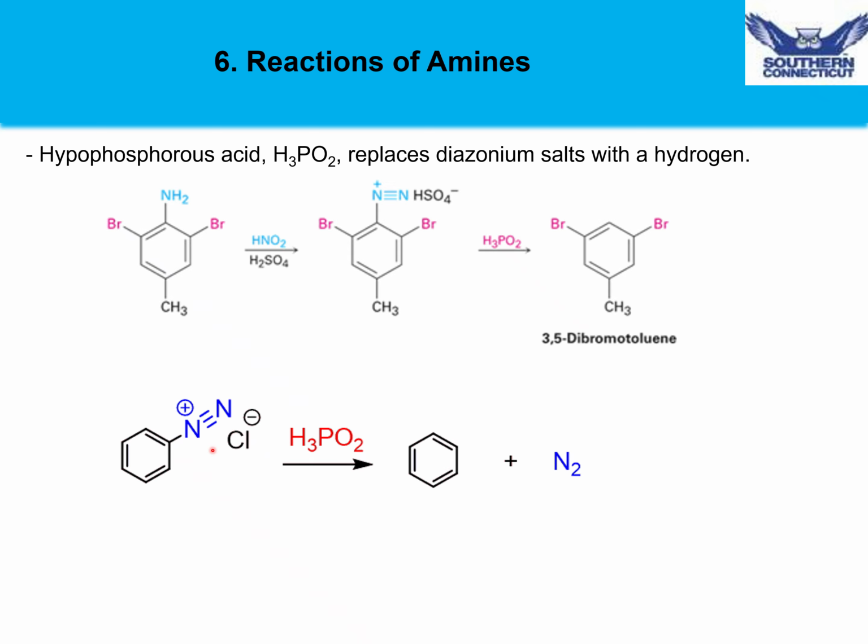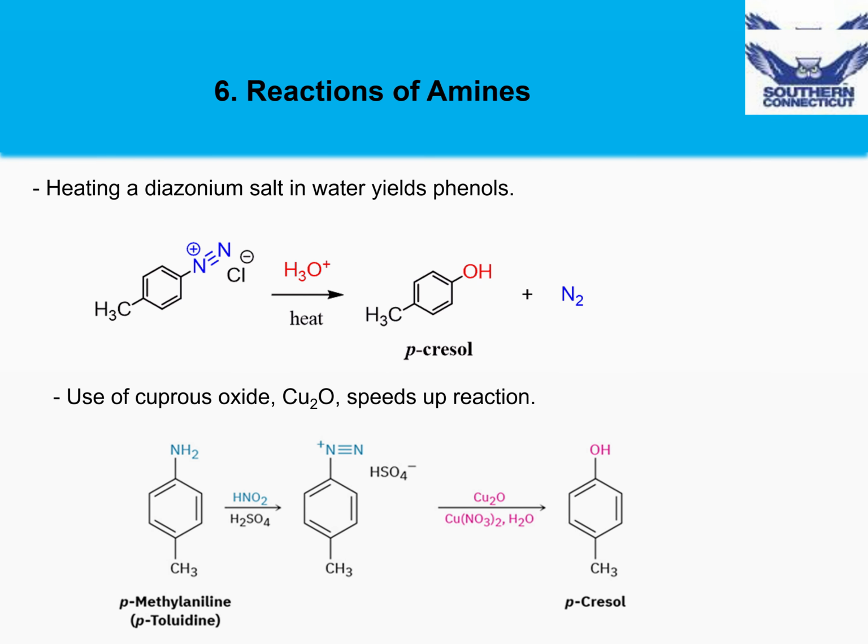Here's a second example, a diazonium salt, which would be formed from an aniline. When mixed with hypophosphorus acid, it will lead to the reduction, loss of N2, and giving us a benzene molecule in this example.